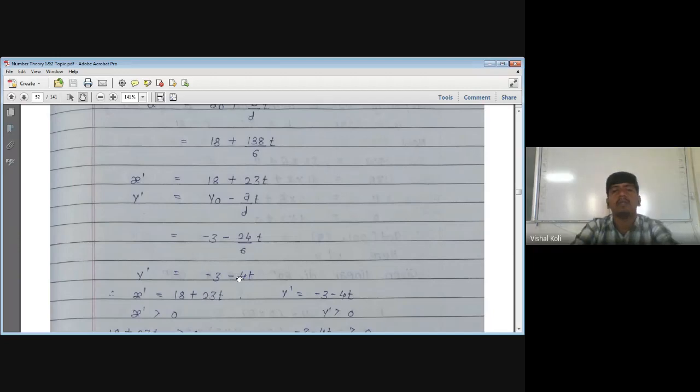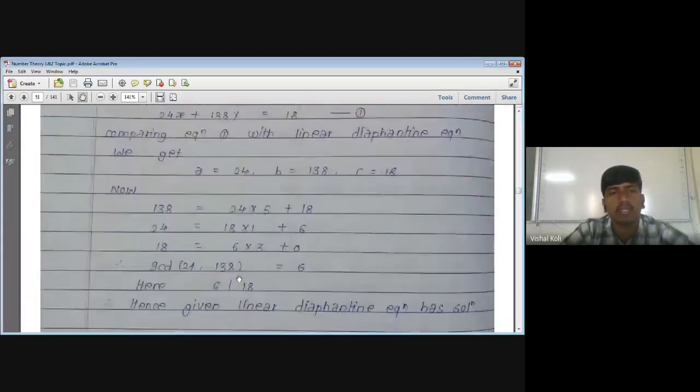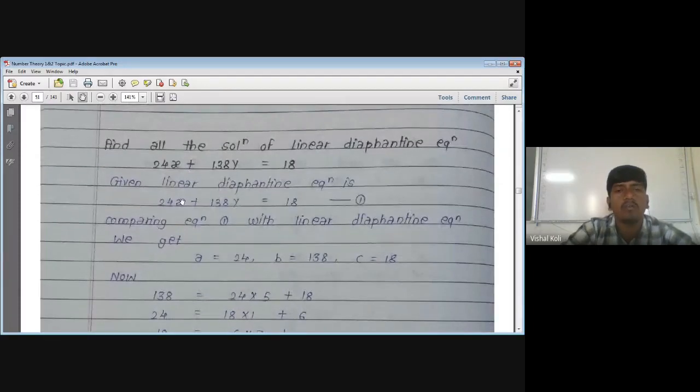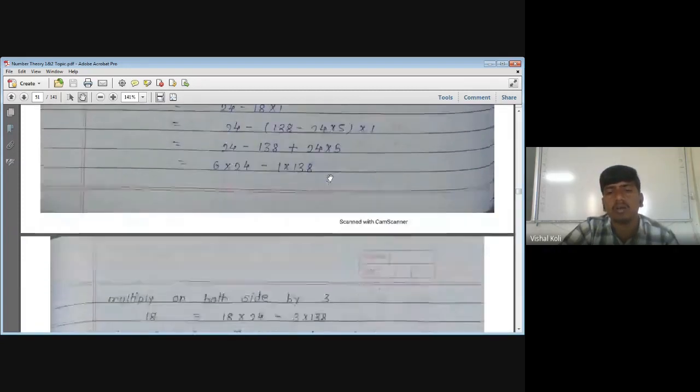Therefore here we get the values of x dash and y dash. Actually in example 3, here we have to find out only all the solutions of the linear Diophantine equation, that is we have to find out only the values of x dash and y dash. If we have to check whether it has a positive solution or not, we can check.